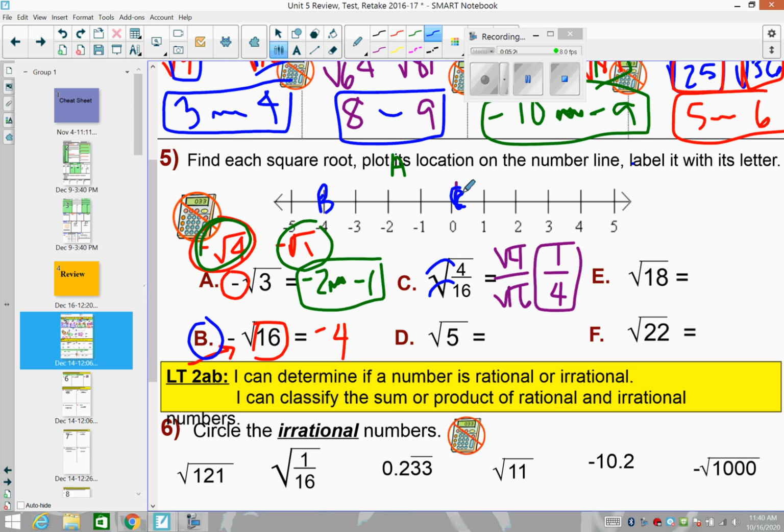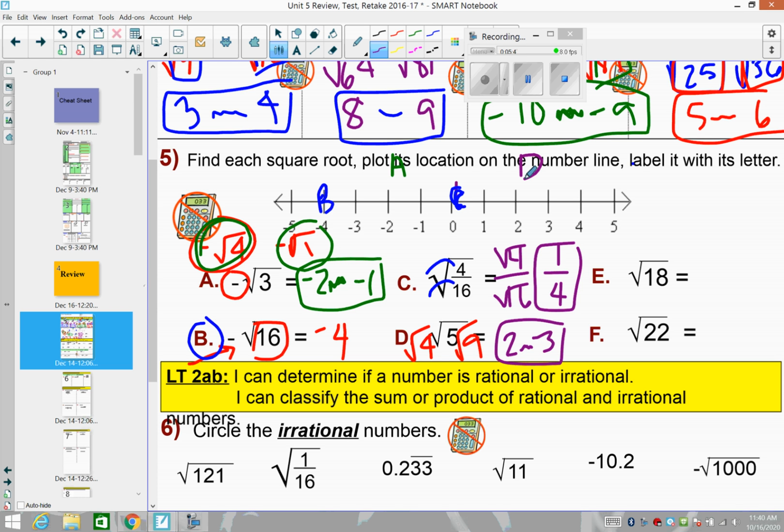All right, going to D. The square root of 5. The square root of 5 lives between the square root of 4 and the square root of 9. The square root of 4 is 2, and the square root of 9 is 3. So our answer is going to live somewhere between 2 and 3. Somewhere between 2 and 3 would be D. So I'm going to put that up here for now, and we can move it down in just a minute if we find the exact place for it.